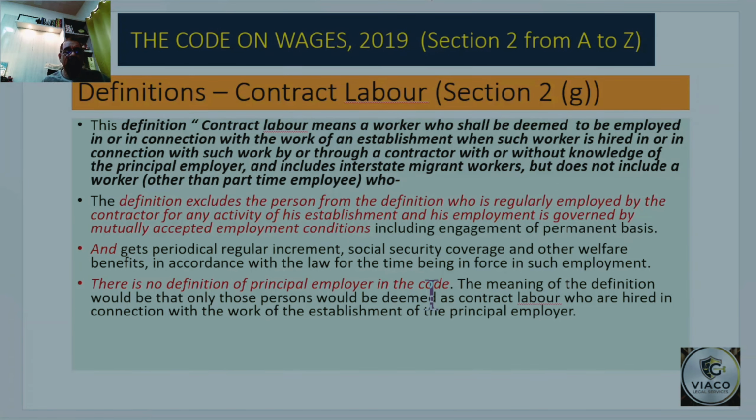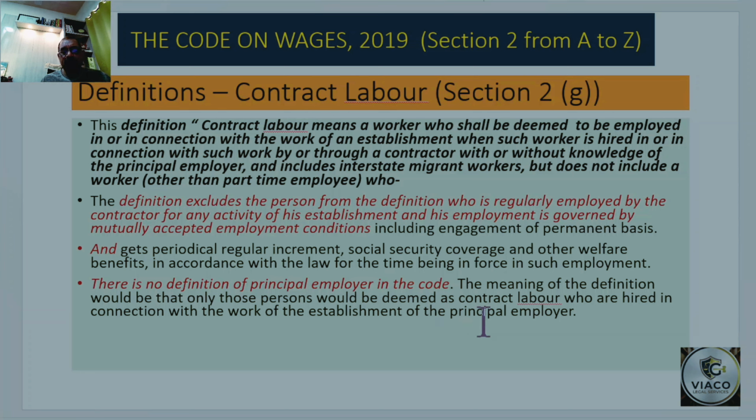Now let me move on. If there is no definition of principal employer in the code, the meaning of the definition would be that only those persons would be deemed to be contract labor who are hired in connection with the work of the establishment of the principal employer. So, of the establishment of the principal employer.